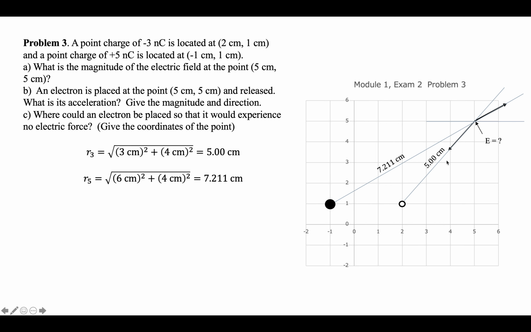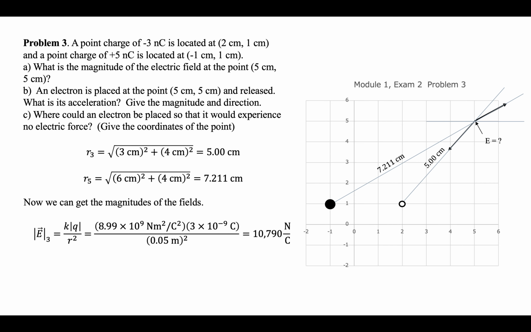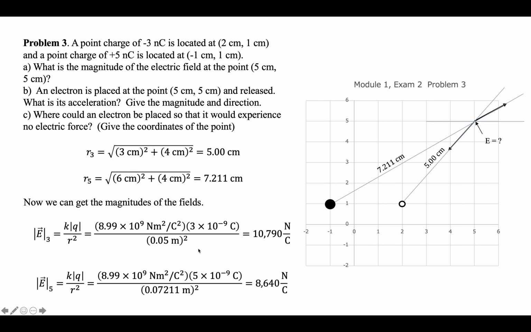So now we have the distances and the charges, we can get the magnitudes of the fields. The magnitude of the electric field from the 3 nanocoulomb charge is 10,790 newtons per coulomb, in this direction right here. We converted everything to SI units: it's 3 times 10 to the minus 9 coulombs, and 0.05 meters is the distance. For the 5 nanocoulomb charge over here, the magnitude is 8,640, and that's away from the charge. So now we have the magnitudes of the two vectors.